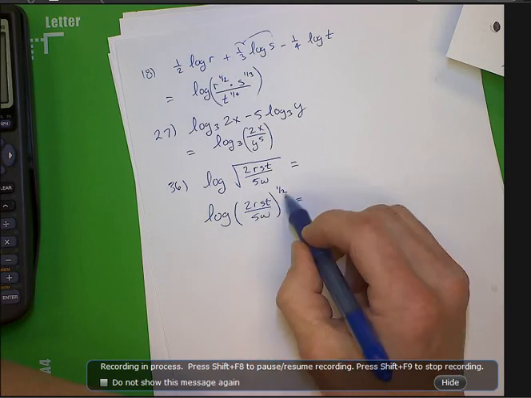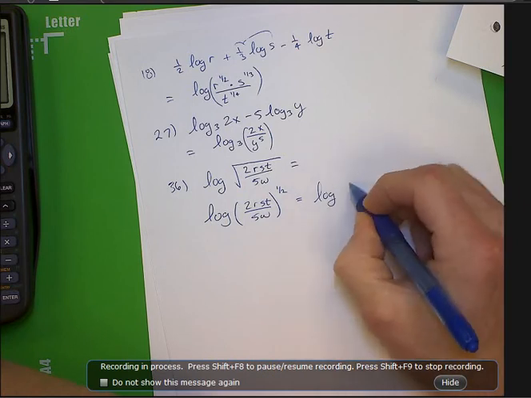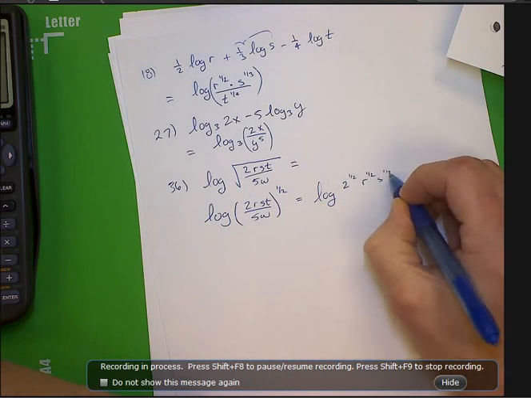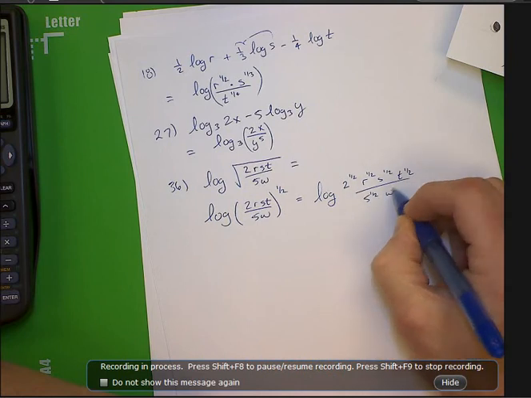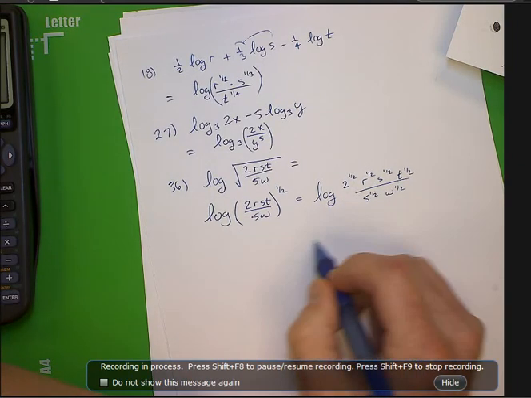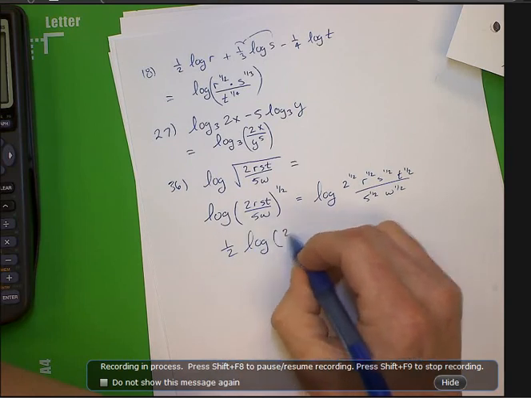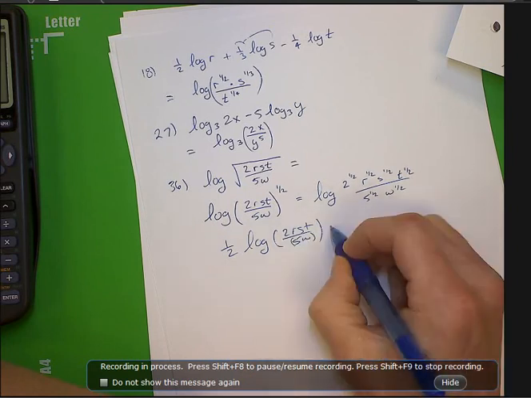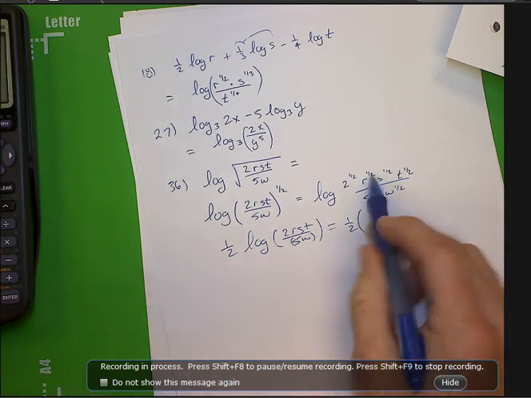Remember, this 1/2 applies to every single one of these, so I could say log of 2 to the 1/2, r to the 1/2, s to the 1/2, t to the 1/2, divided by 5 to the 1/2, w to the 1/2 if I wanted to. I really don't want to do that. I'm just going to take the 1/2 on the outside. I could have done that. And so I'm going to say 1/2 times the log of 2rst over 5w. And now I'm going to keep that 1/2 out there, and then it's going to apply to everything, so that way I don't have to do all this 1/2 stuff that I was doing here.